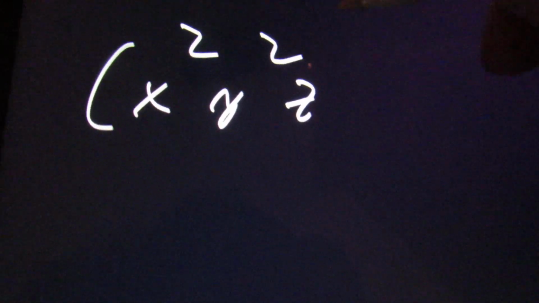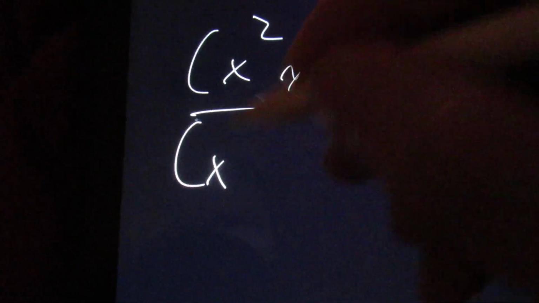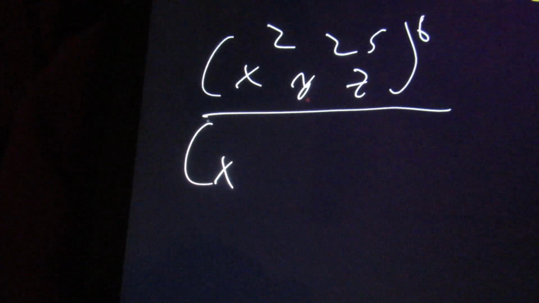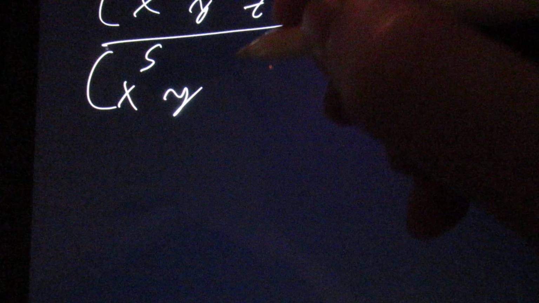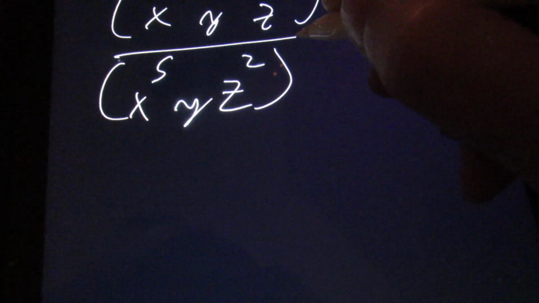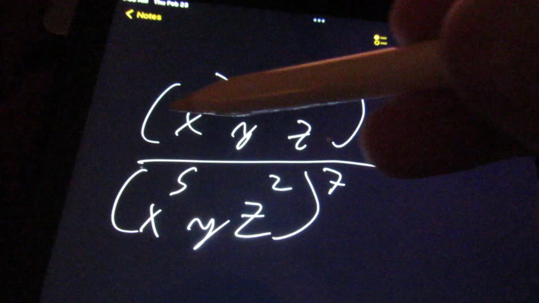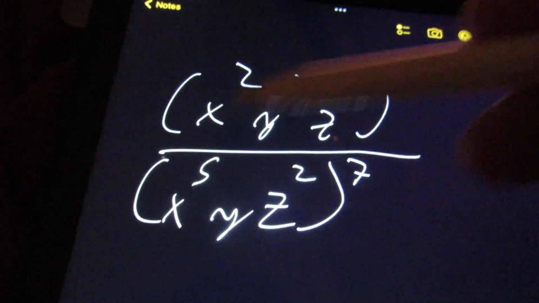Let's say that we have x squared, y squared, z to the 5, all raised to the 6, over x to the 5, y, z to the 2, all raised to the 7. So first I'm going to do the 6 through all these on top and the 7 through all these on bottom. So x to the 2 times 6 is x to the 12.